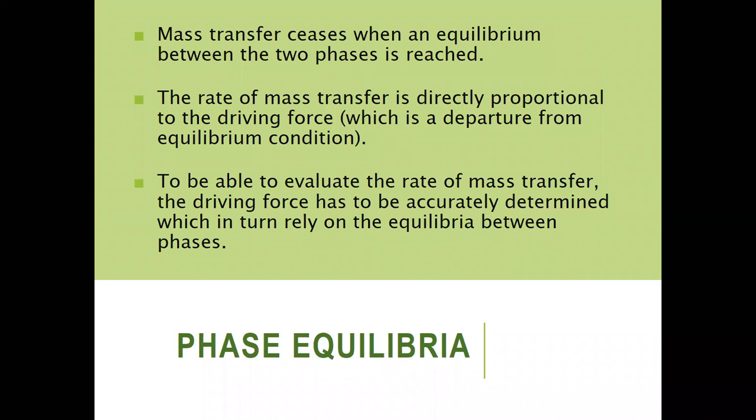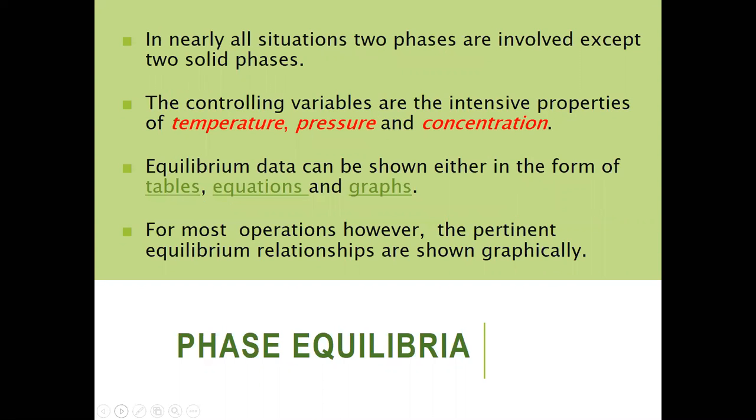In the case of gas absorption, of course, the mass transfer is driven by a concentration gradient, the change in concentration. In nearly all situations in phase equilibrium, two phases are involved, except when we talk about solid phases. Now, the controlling variables are the intensive properties: temperature, pressure, and concentration.